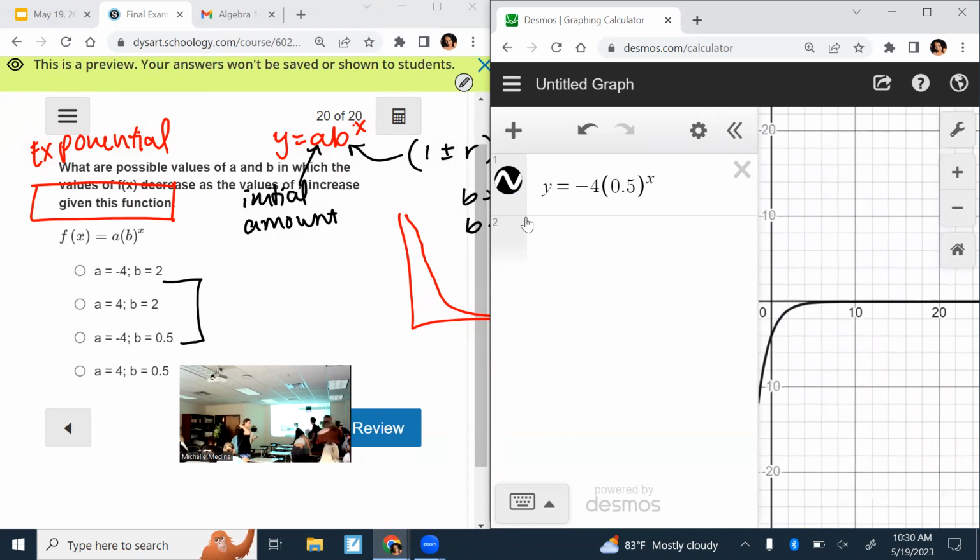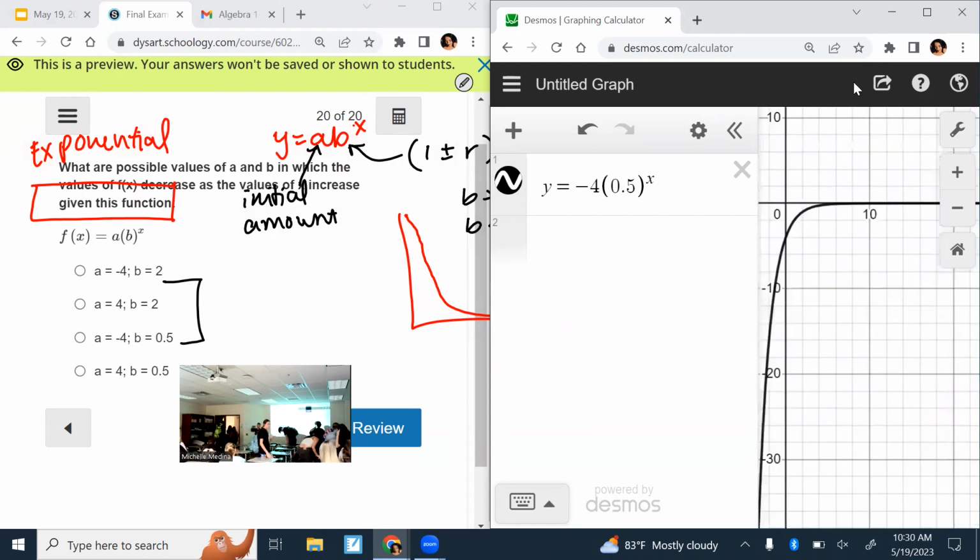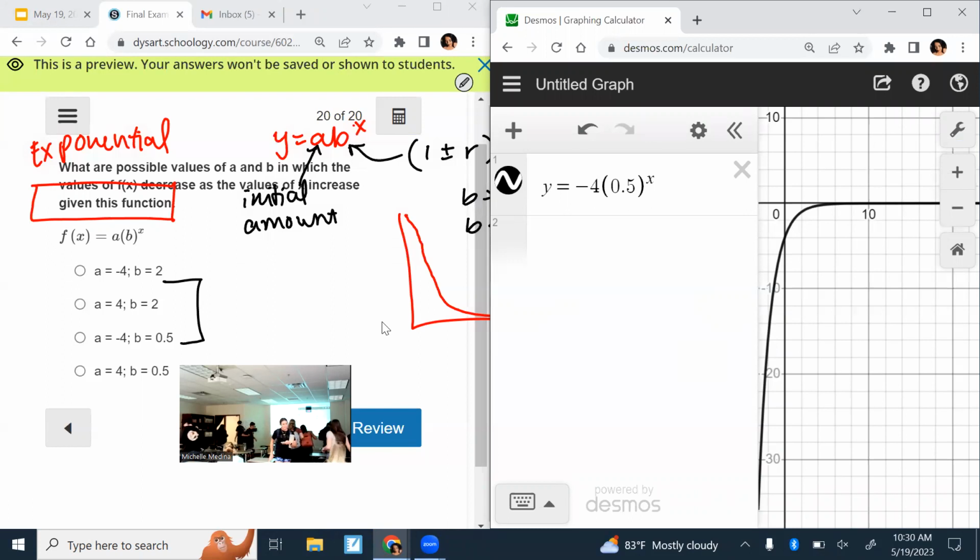Okay, so it's not C because that's the graph it would give, which is not decreasing, it's growing. So that's why it's D.